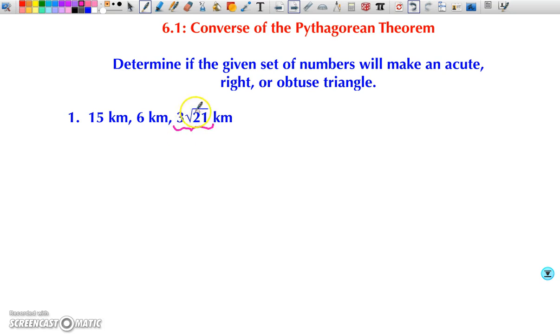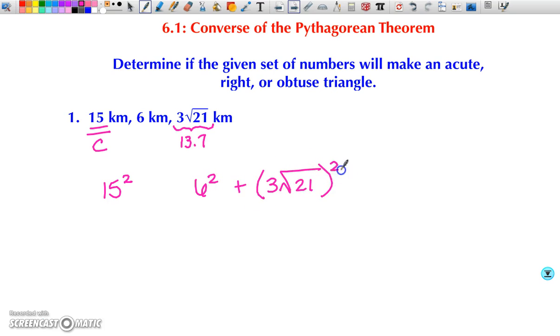So when I type this in the calculator, what I end up getting is about 13.7. That means this number right here has to be your C because that's the biggest number. So when we plug it into our Pythagorean theorem, I'm going to put our C first, so 15 squared, and we're comparing it to 6 squared plus, and remember to put parentheses around the rest of your information here because we have a whole number and a square root.